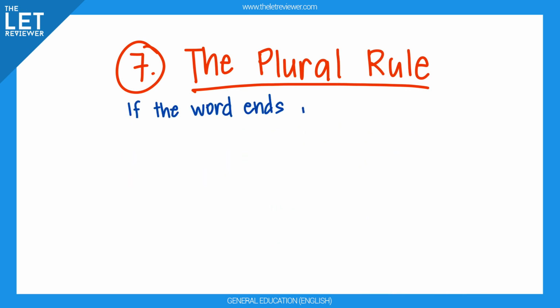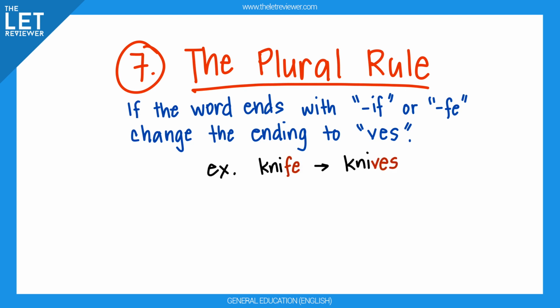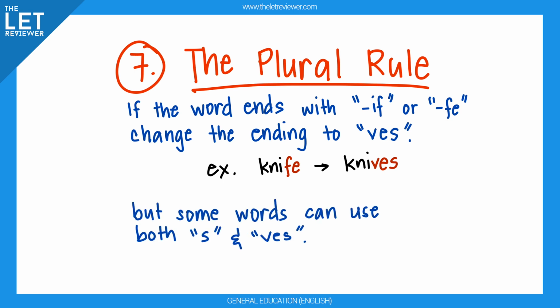If the word ends with IF or FE, we change the ending to VES. For example, from knife to knives. Most words will follow this rule, but a handful can also use both S and VES. For example, scarf can be scarfs or scarves, although the latter is more popular.